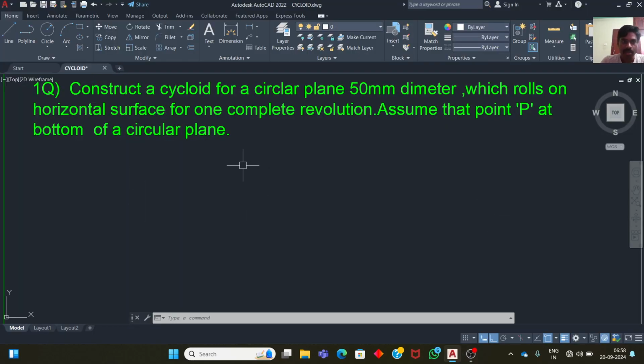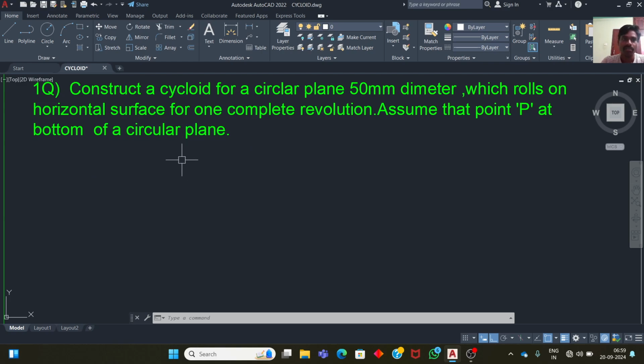Hi everyone. So in this video, we are going to learn cycloid. A cycloid is a curve generated by a fixed point on the circumference of a circle, which rolls without slipping along a straight line. So it is a curve generated as the circle rolls on a horizontal surface for one complete revolution without slipping.